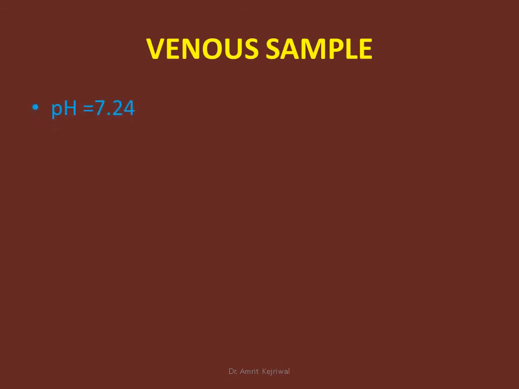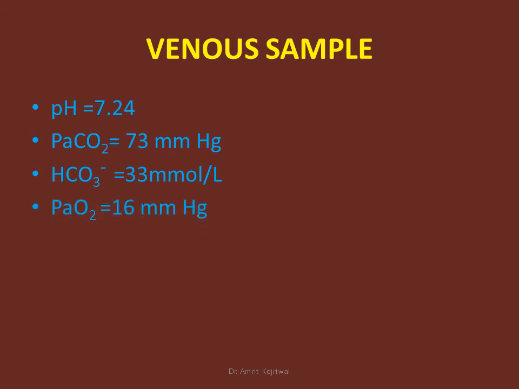Now if you get a venous sample, pH 7.24, PaCO2 73 millimeters of mercury, so this goes in favor of acidosis, and bicarb again 33, so it goes in favor of respiratory acidosis. So many of the blood gases can be done by the venous sample also, and arterial is not required. PO2 is 16 millimeters, so this goes in favor of chronic respiratory acidosis.